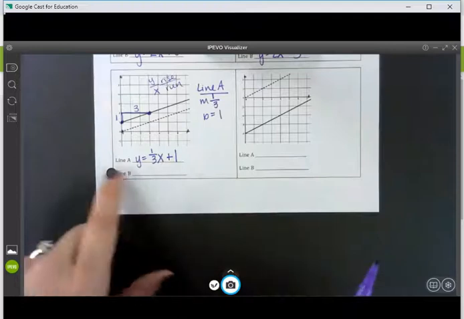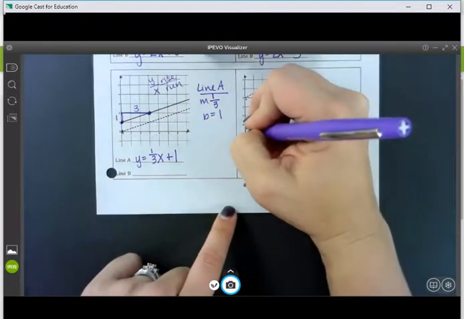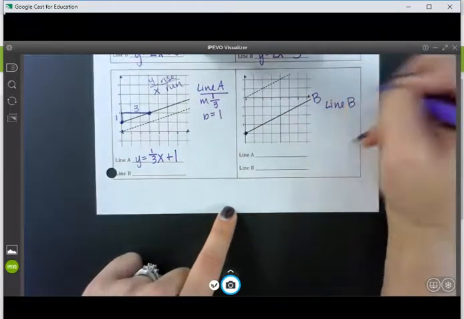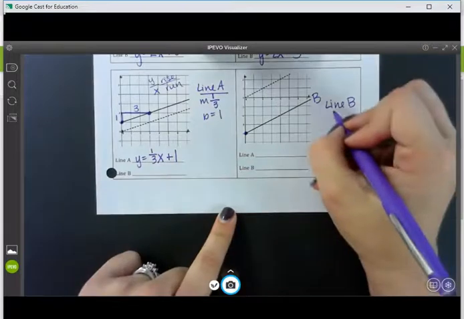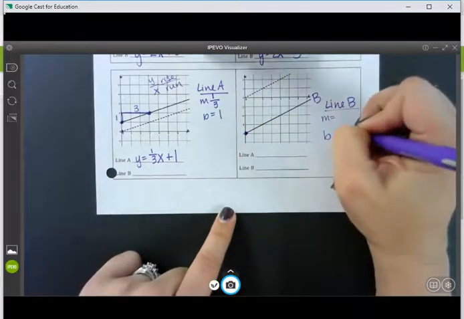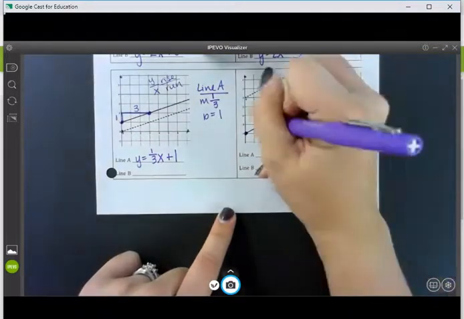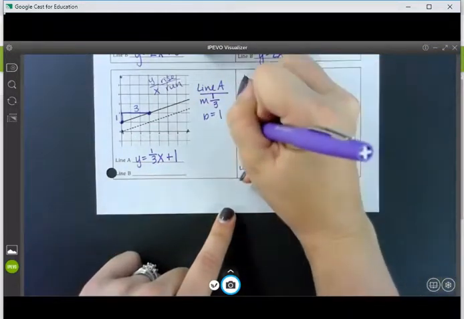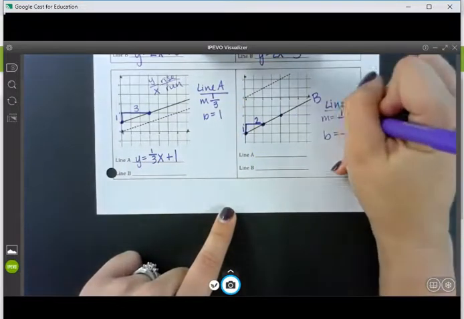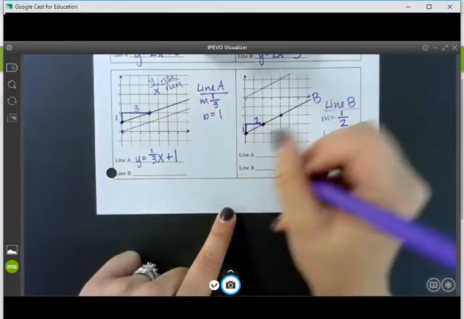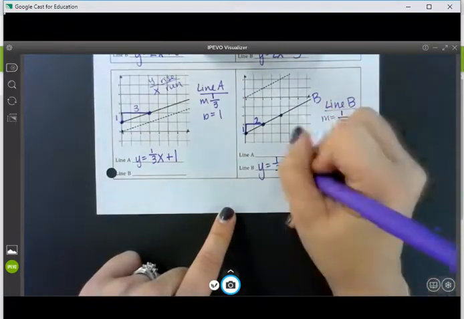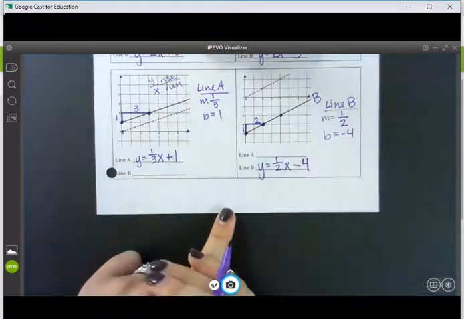All right, to save a little bit of time, I'm only going to do that line on that one, and I'll do line B on this last one over here. So our vertical intercept is at -4. Our slope, again, be careful here, it goes up 1 and it runs 2, so our slope is 1/2. So we get y equals 1/2 x minus 4.